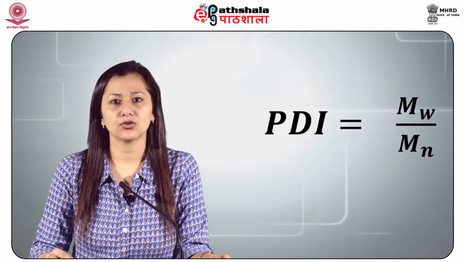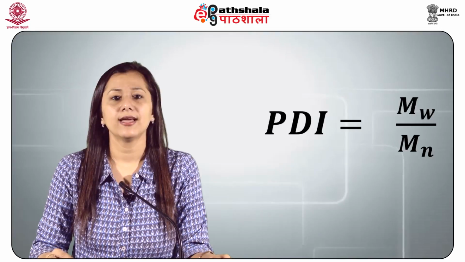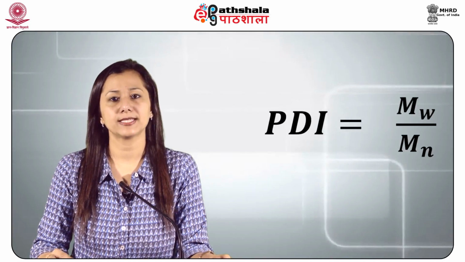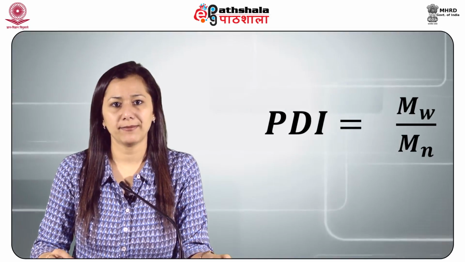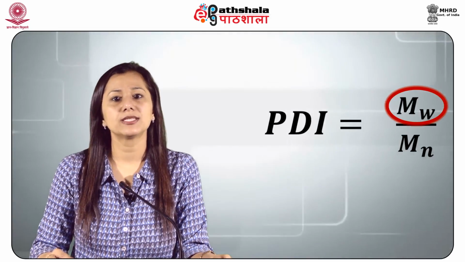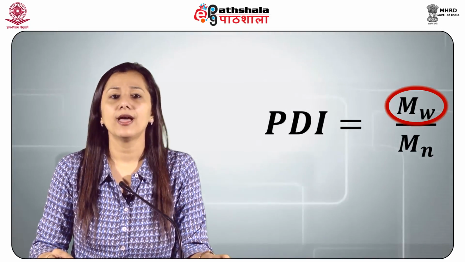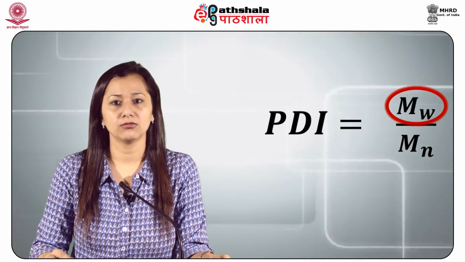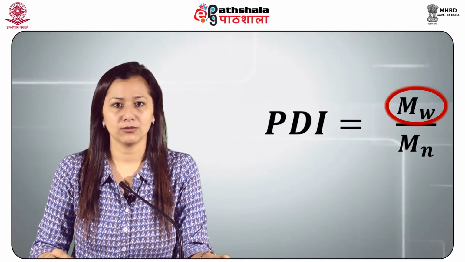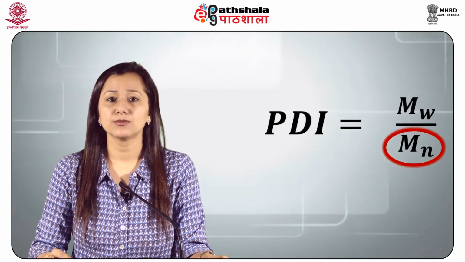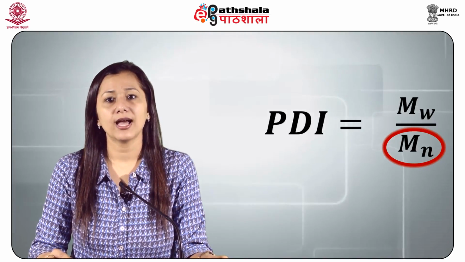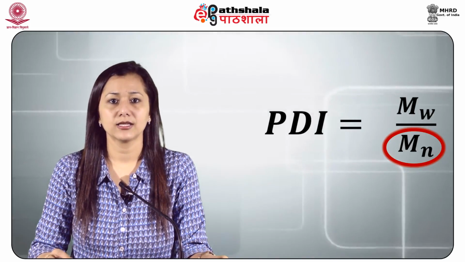PDI is the ratio of mass average molar mass and number average molar mass. That is, PDI equals Mw by Mn, where Mw is the mass average molar mass and is more sensitive to molecules having higher molecular mass. Mn is the number average molar mass and it is more sensitive to molecules having low molecular mass.